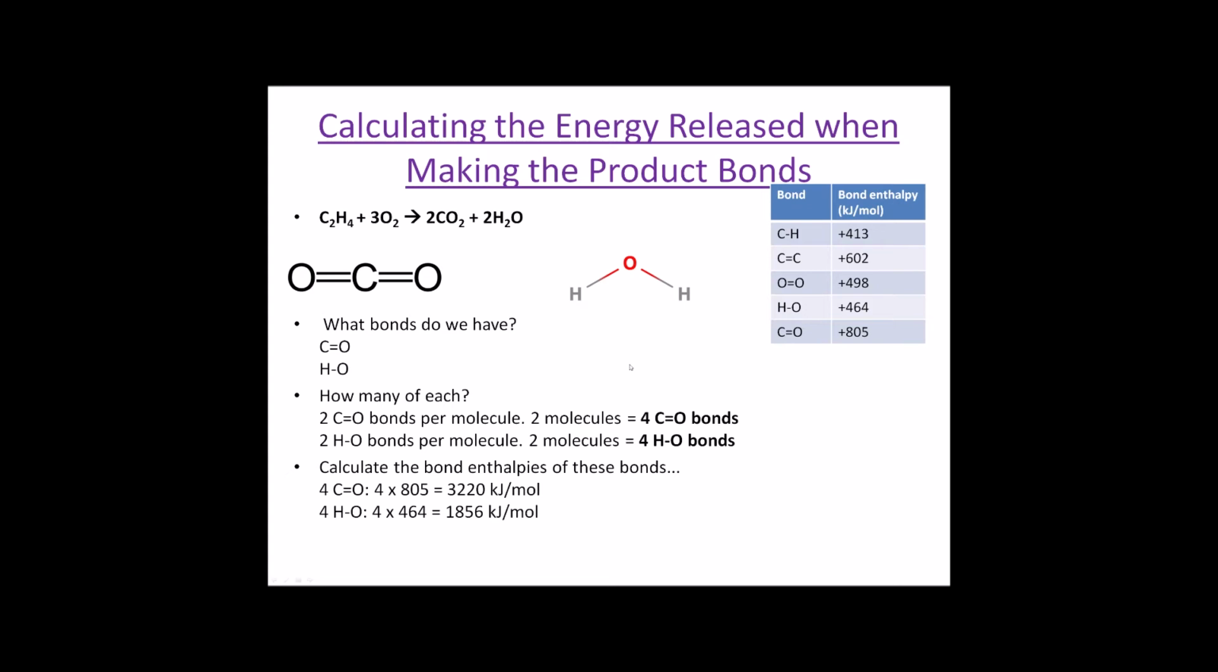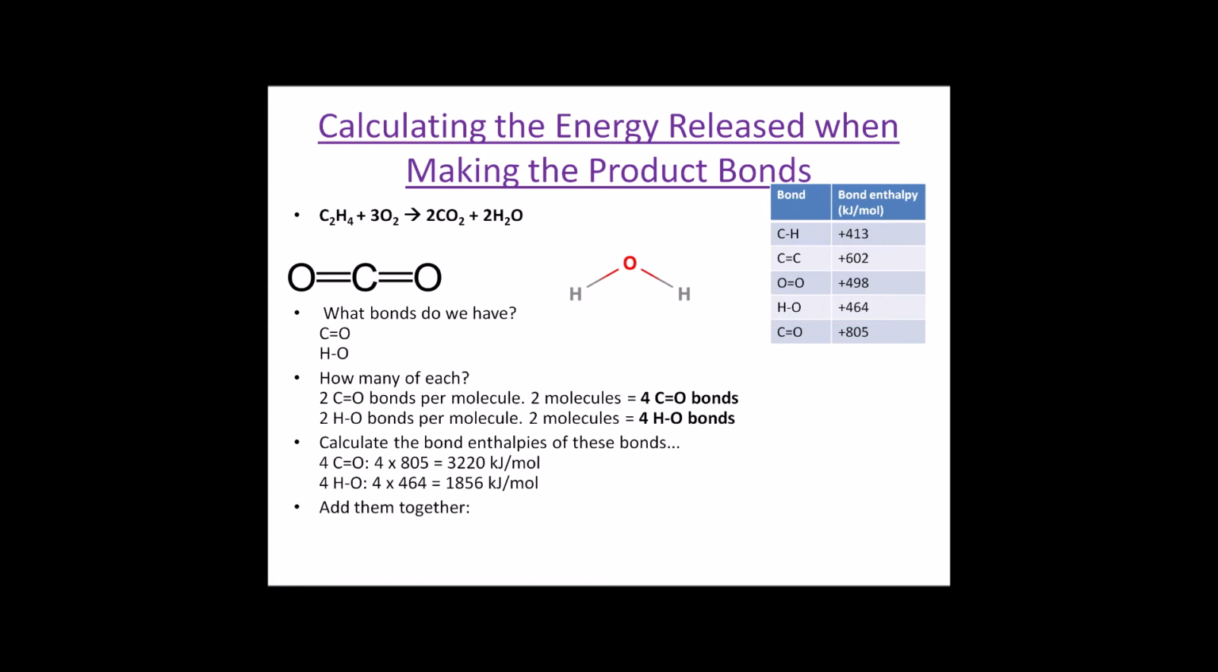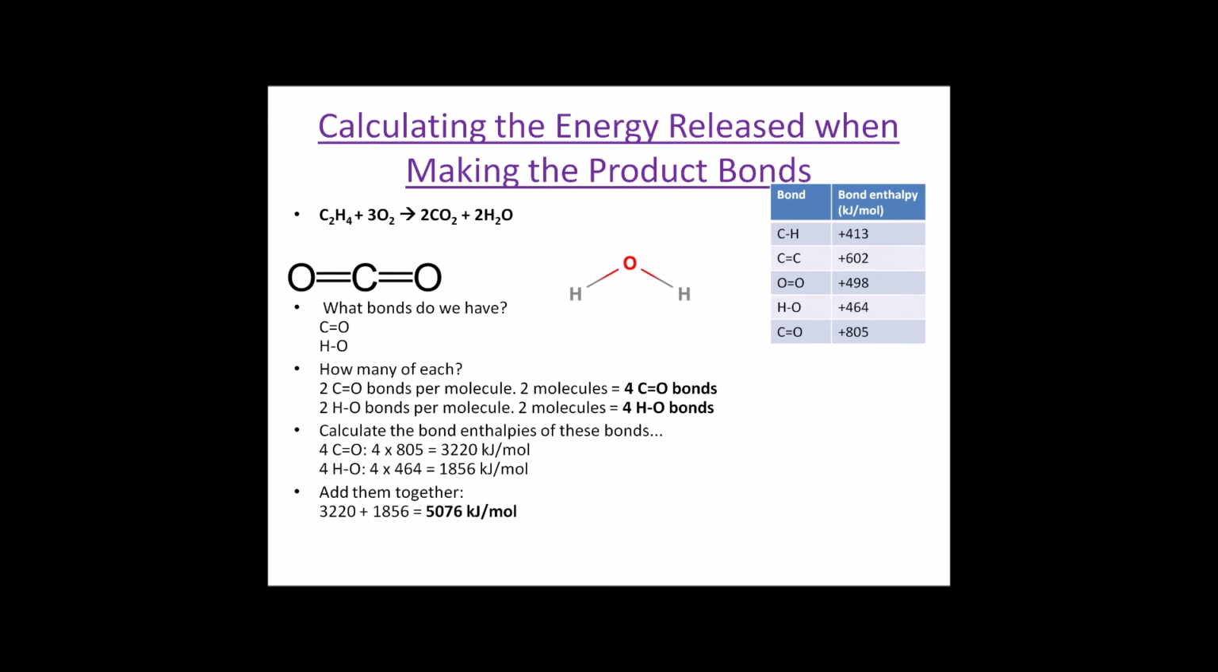Now see if you can work out what our next step is. Hopefully we add them together. Nice and simple. 3,220 plus 1,856 is equal to 5,076 kilojoules per mole, and if you can remember, this is a fair amount more than the amount of energy it required to break the bonds in our reactants. So what's our next step then?